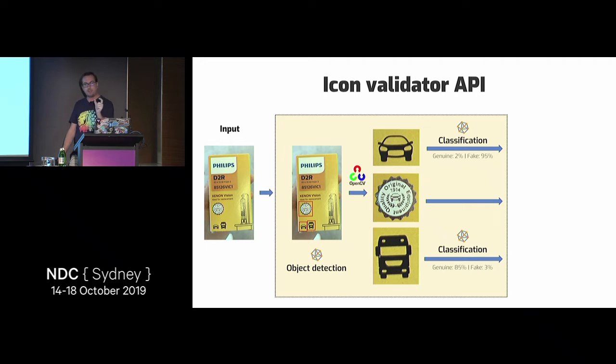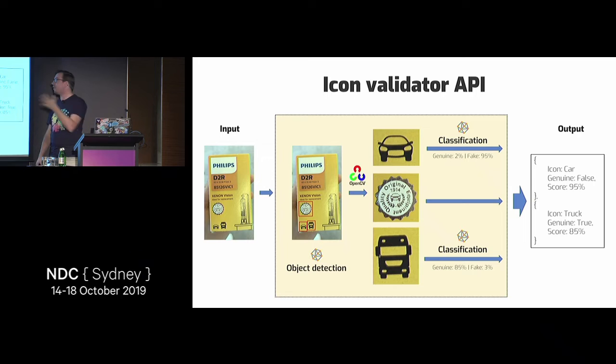And those images we can run through specialized classifiers that will actually tell if it is genuine or fake. Those are classification models. So they will say, yeah, I'm like 95% sure that this is fake. So we can play with the threshold of what we accept as a genuine or fake icon. And then it just returns a JSON file telling, hey, we found a car icon. It is genuine. And yeah, we're 95% sure about that.